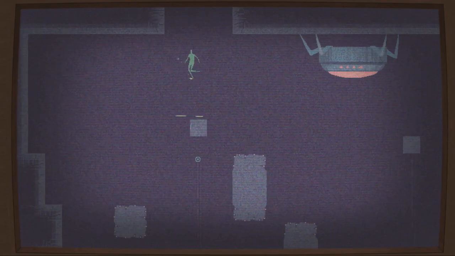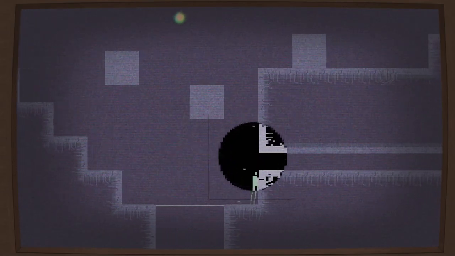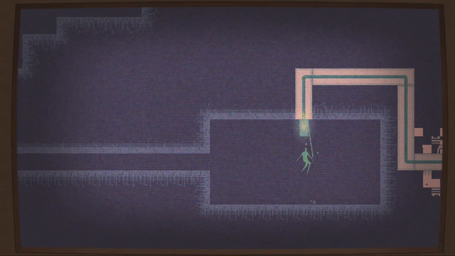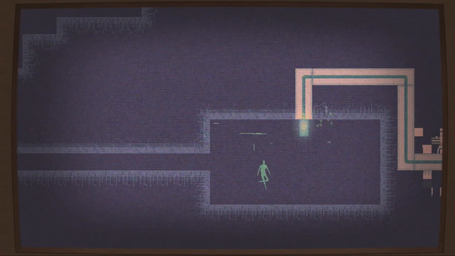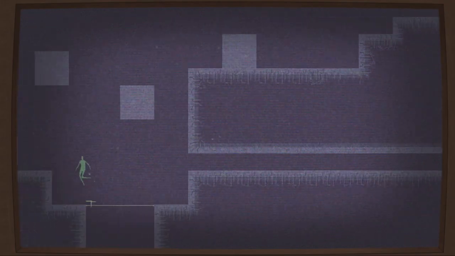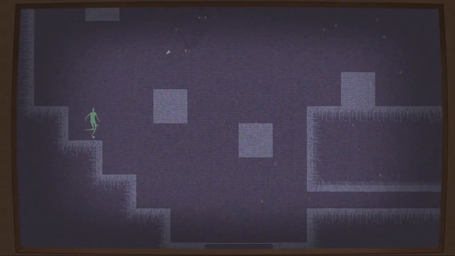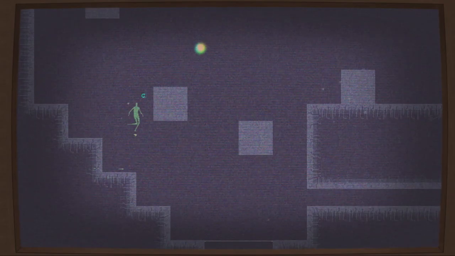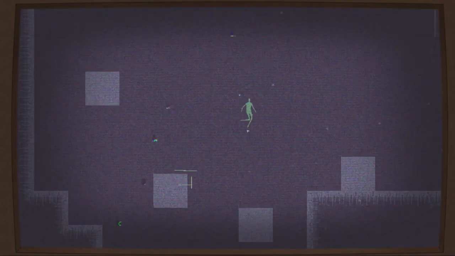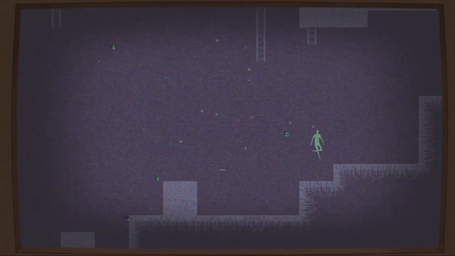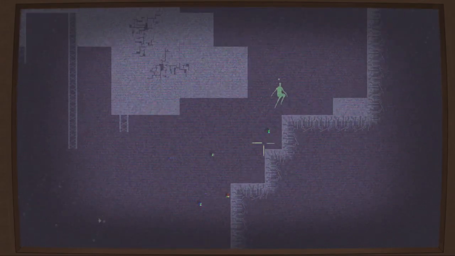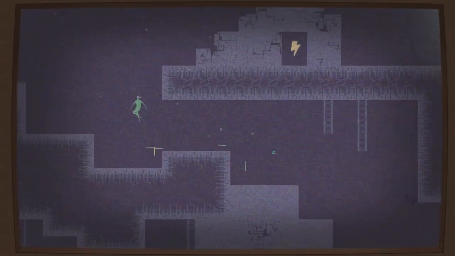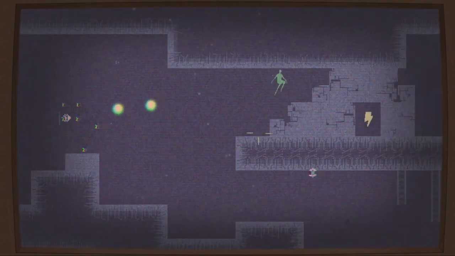Ow. Please do not laser my booty. Okay. Whee! Okay, so we need a thing to get up in there. I sort of remember this part. I could get in this part in the original demo. So hopefully there's a thing up here that will let me progress.